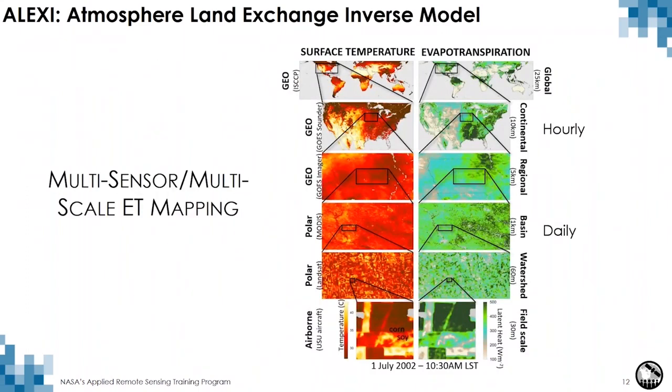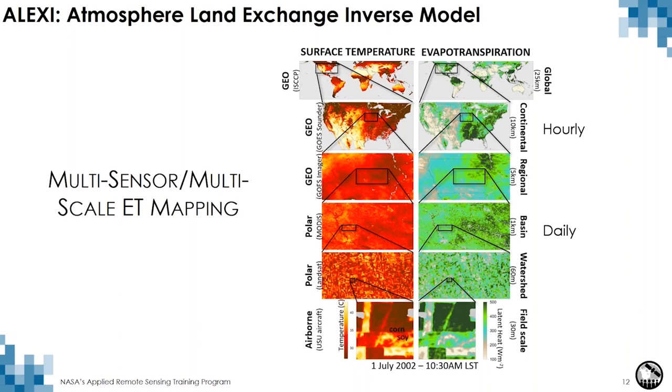Real quick slide, this shows the real power of this multi-sensor, multi-scale ET mapping system that we have with ALEXI and DisALEXI. Like I said, mainly driven by land surface temperature. We measure land surface temperature at varying spatial and temporal resolutions. We have geostationary sensors that measure land surface temperature over most of the globe at moderate resolution, 2 to 4 kilometers. We have polar orbiting sensors such as MODIS and VIIRS that can measure twice daily land surface temperature at the 375 meter to 2 kilometer range.